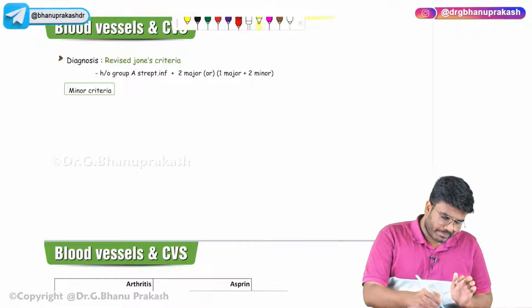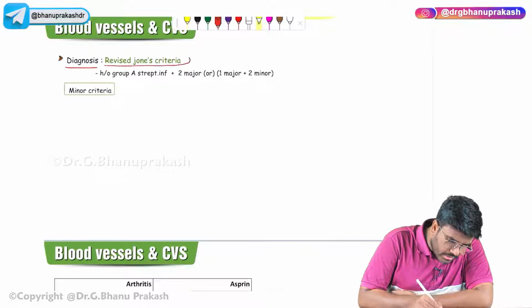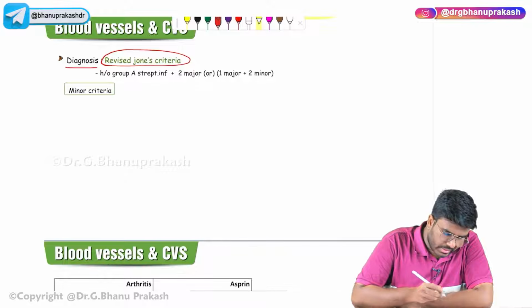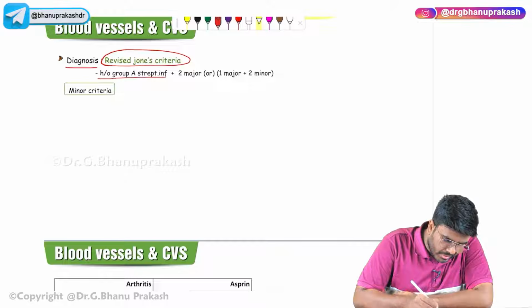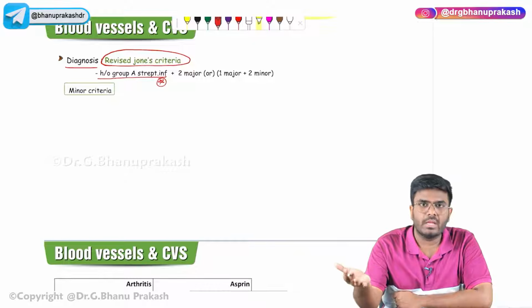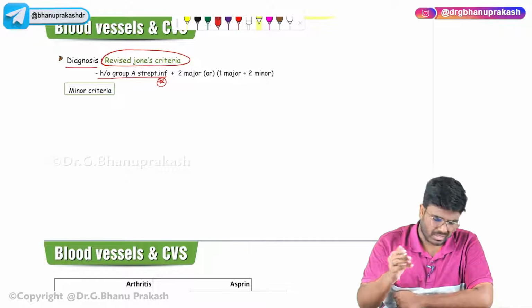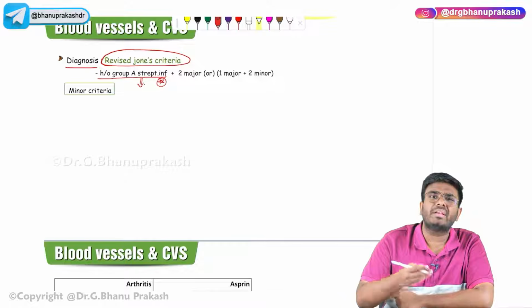Now, look here. So, diagnosis is revised Jones criteria. Now, another revised Jones criteria, history of group A beta hemolytic streptococcal infection, you know it. The patient is having group A beta hemolytic streptococcal infection. And how can we know that the patient had a group A beta hemolytic streptococcal infection? Just like laboratory test, blood test.